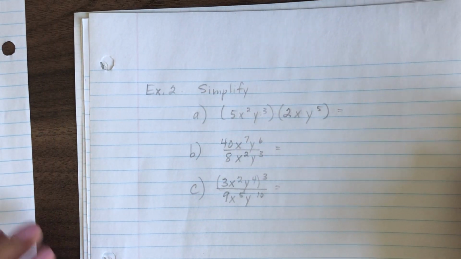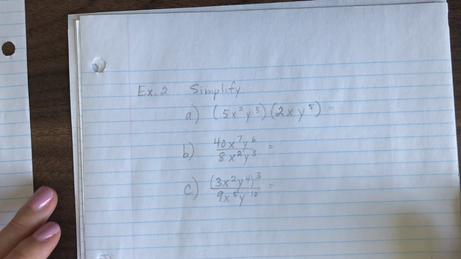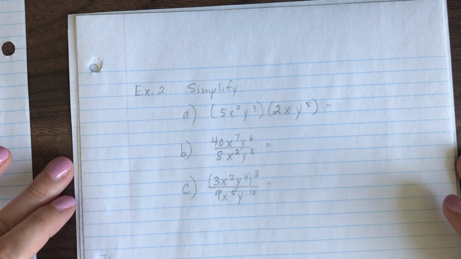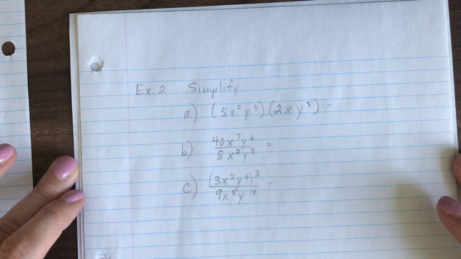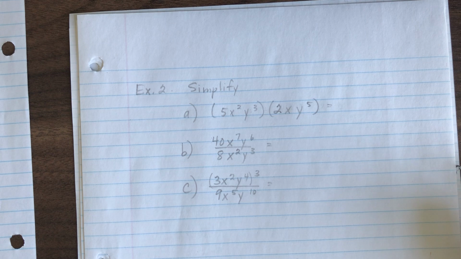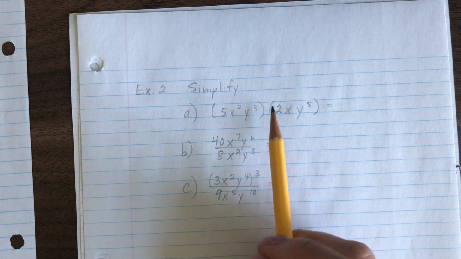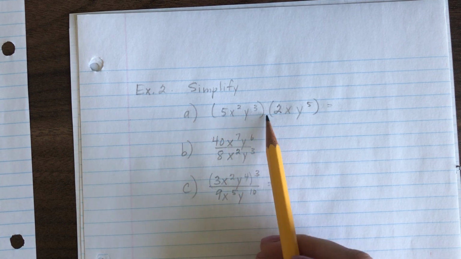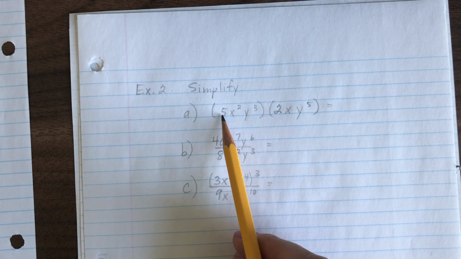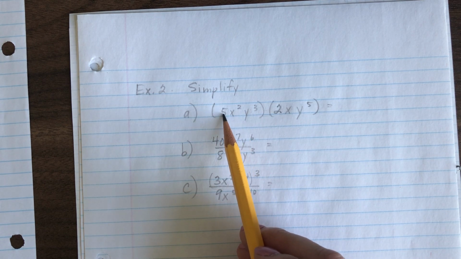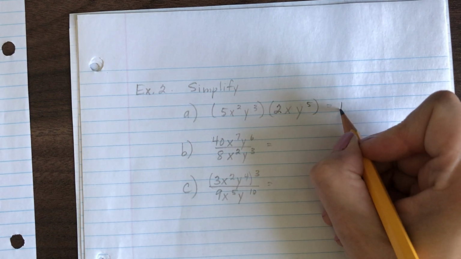Okay, let's look at another example here. Here are some of my bases that I see of my powers. There are variables, but you would still apply the same exponent rules regardless of whether the base is a number or a variable. Okay, so brackets in the first example imply multiplication. You would multiply the numbers like you normally would. So 5 times 2 is 10.